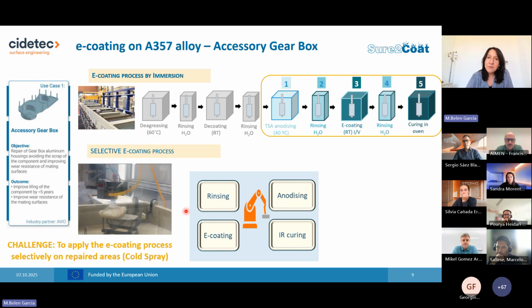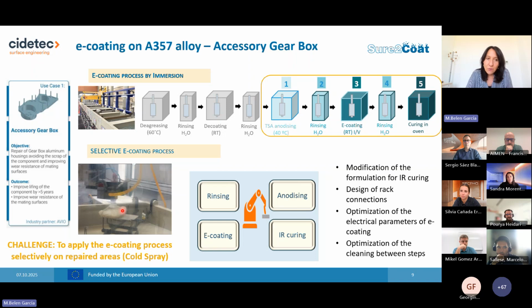So the brush plating technology implies recirculating the electrolyte through a tool where the counter electrode is placed. In this case, it is the cathode. We move this tool towards the surface that we want to treat, where we want to apply the coating, and at the end we have the coating there.